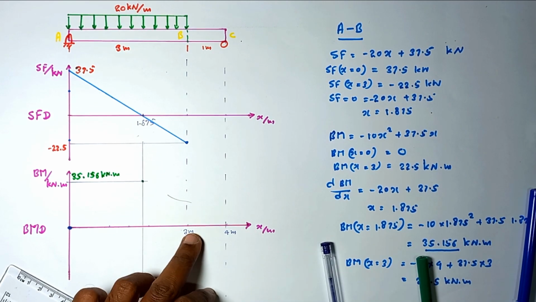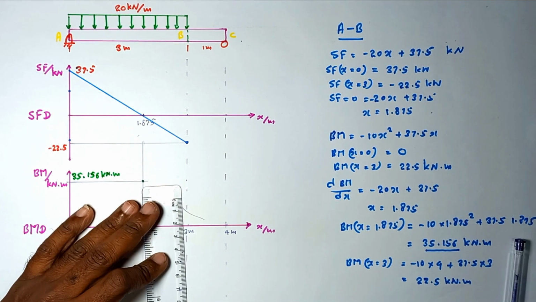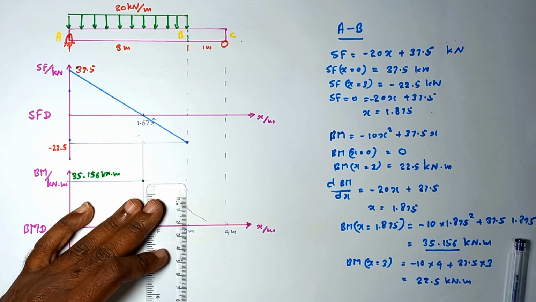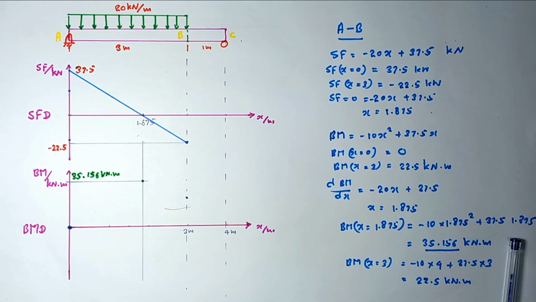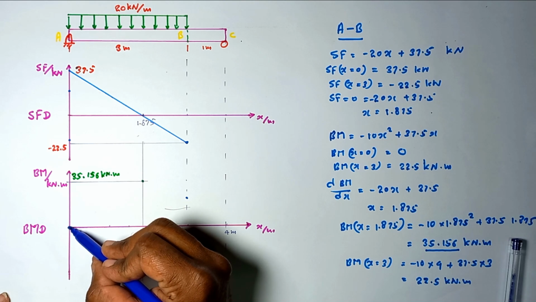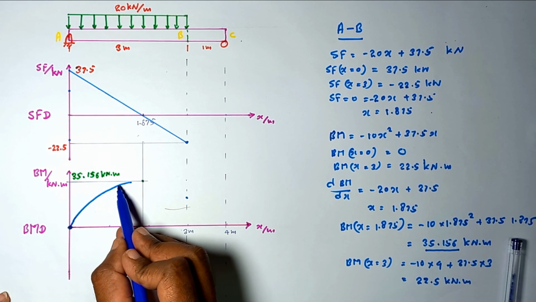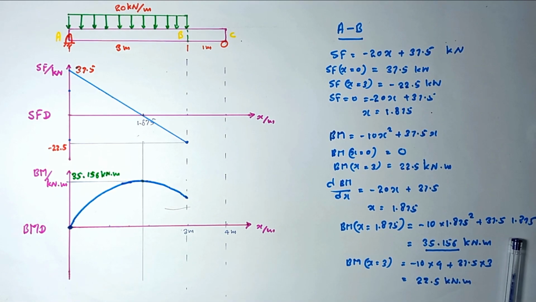So then at x is equal 3, 22.5. Okay, then now we can do the curve. This parabola. The parabola. Okay, this is the curve for the bending moment curve for the A to B region. Okay, now let's move to the next region, the B to C region.